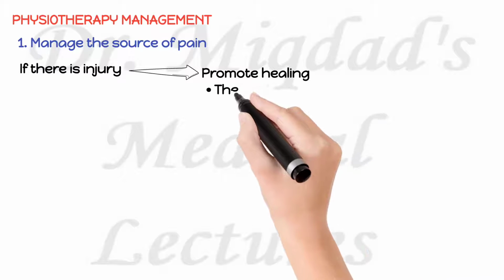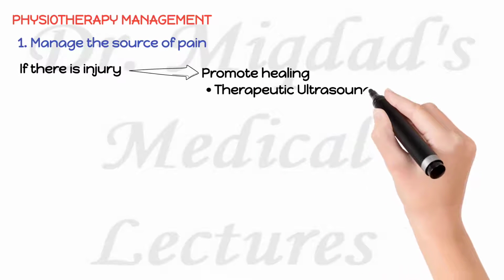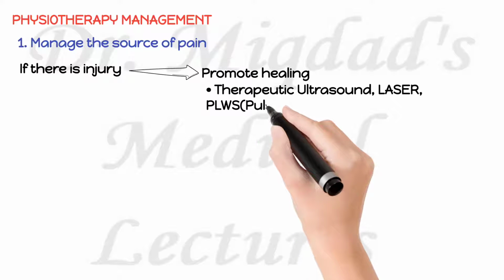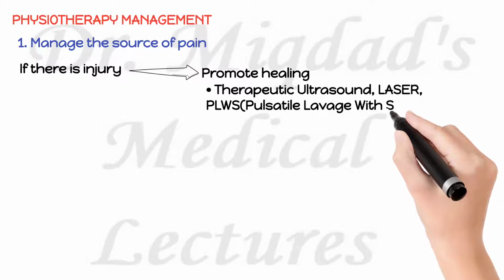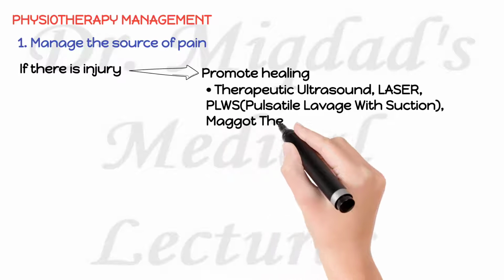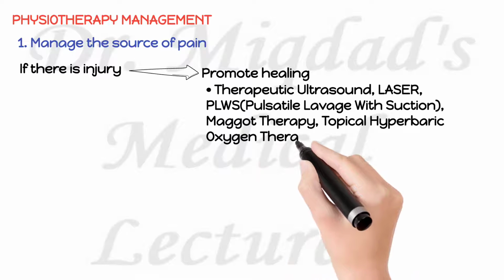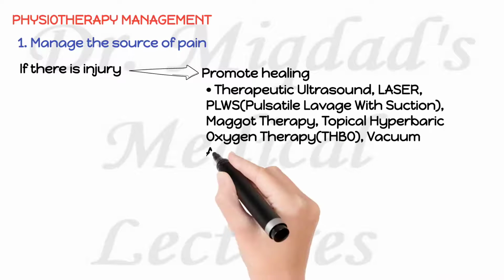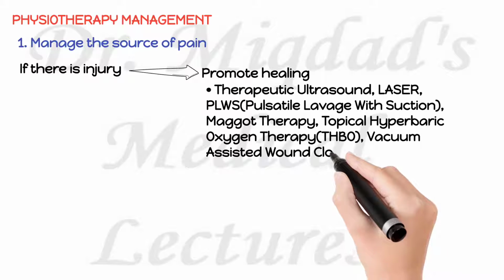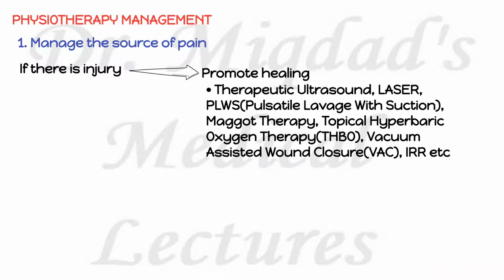These modalities include therapeutic ultrasound, laser, then PLWS, also called pulsatile lavage with suction, then maggot therapy, topical hyperbaric oxygen therapy, THBO, vacuum assisted wound closure, also called VAC, then infrared radiation, etc. Here I have just summarized the most common modalities which can be used to promote healing. It is beyond the scope of this lecture to discuss the parameters of each and every modality or how to select the modality for a particular wound or particular injury.